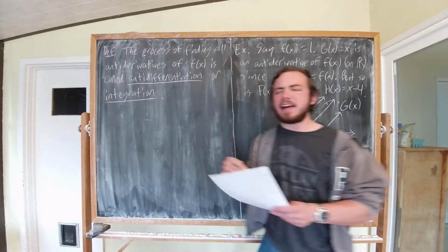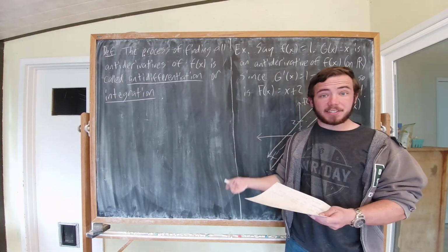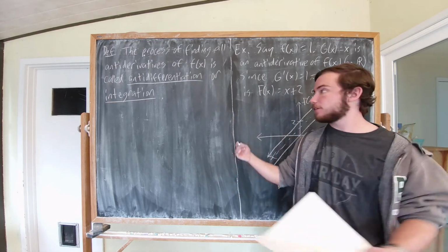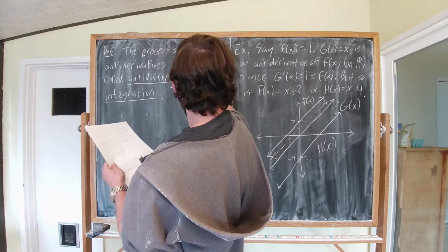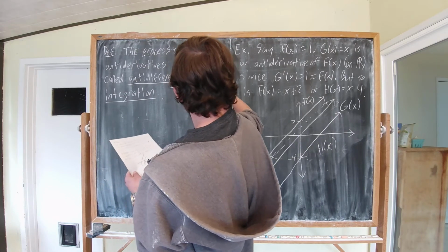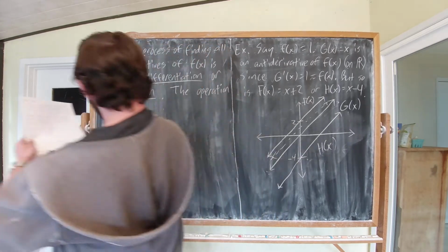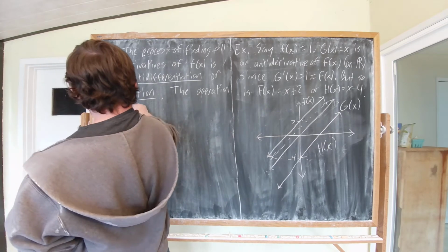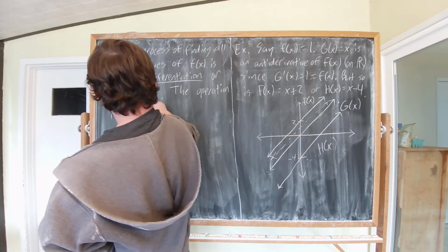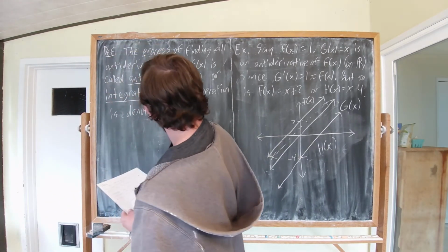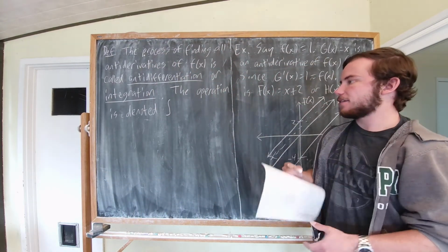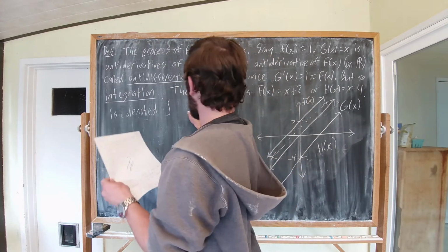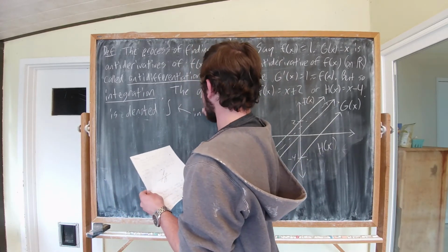And just like we had the symbol d/dx to denote take a derivative, the symbol of this operation is denoted kind of a tall squiggly S thing. And this is known as an integral sign.